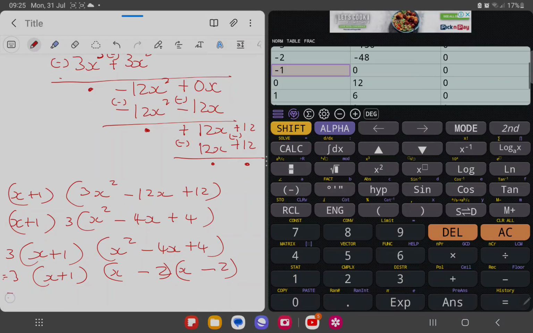So what are the factors? We've got 3 into x plus 1. Then these brackets are the same, so we can rewrite them in the form of x minus 2 all squared. So this is the final answer. These are the factors. We have factorized this equation completely.